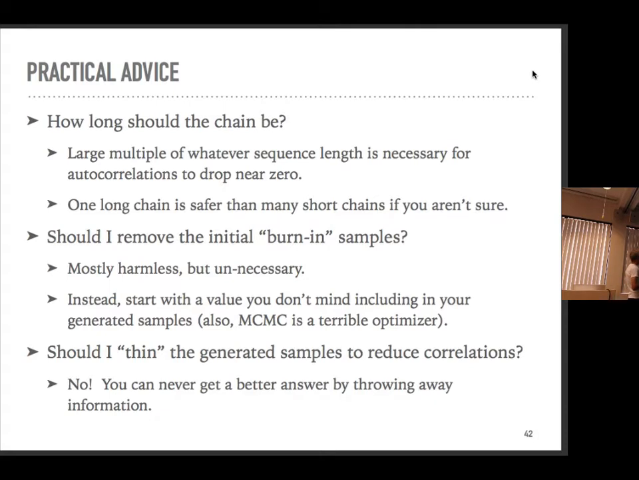A much better approach is that you do think about your starting point. You don't know the answer, but you should be able to pick a starting point that you could live with in the final sample. If you can't even do that, you don't really understand your problem. So I claim that you should not remove burn-in. You should just pick a value that you could live with in your generated sample.